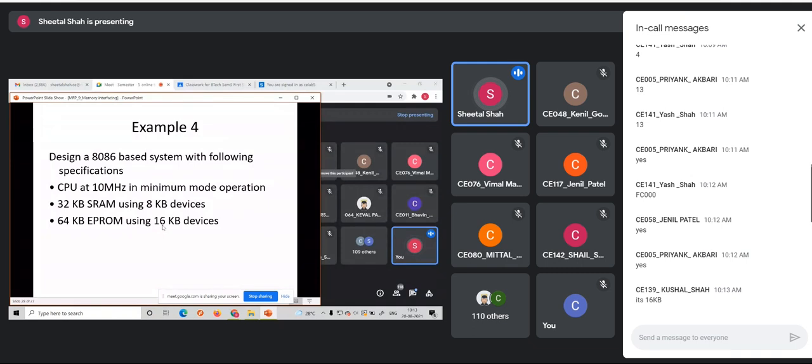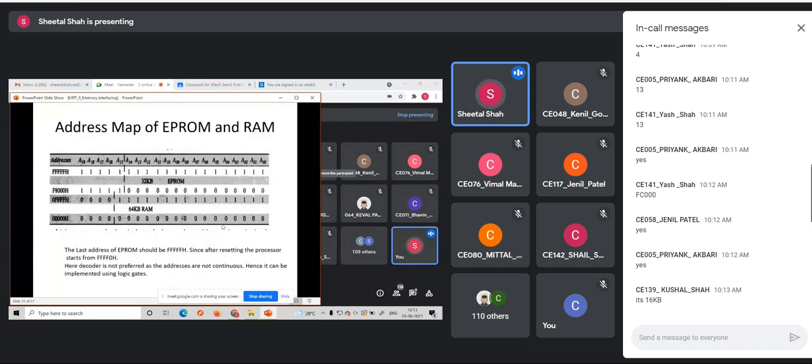So it would require 14 address lines and one more bit, A0, for selecting the bank. So total 15 address lines. So if I go through a similar thing, the last address would be FFFFF, whereas the starting address would be F8000. Hope this is clear, everyone. This is for the first set.